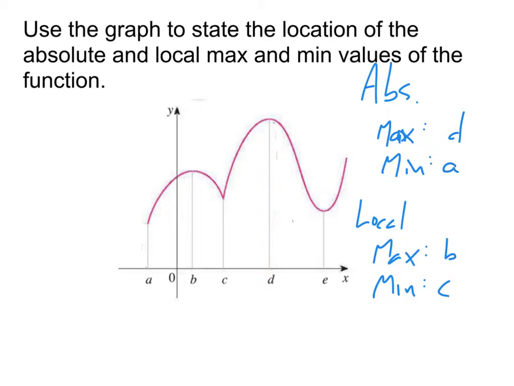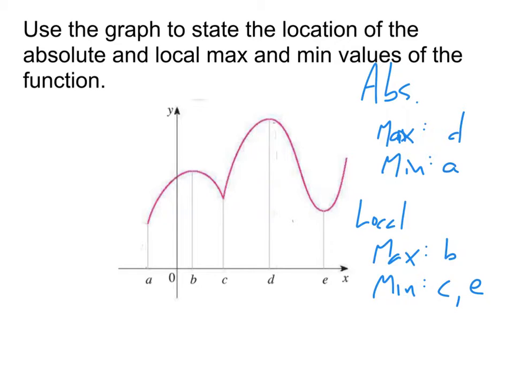D, is that a local maximum? No. It was our absolute maximum. So it's not also a local one, it's just the absolute. All right, and then for C, is that a local minimum? I'm sorry, E. Is E? Yes, it is. E is, in fact, a local minimum.